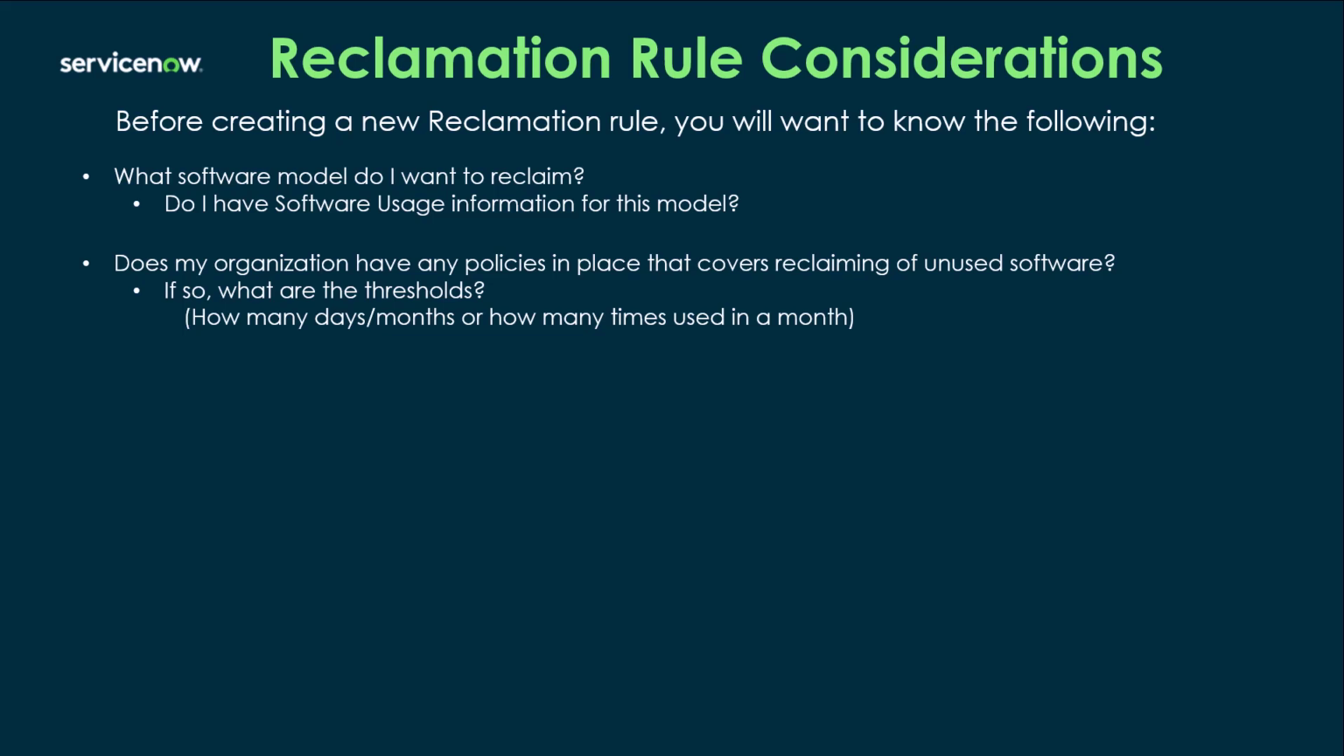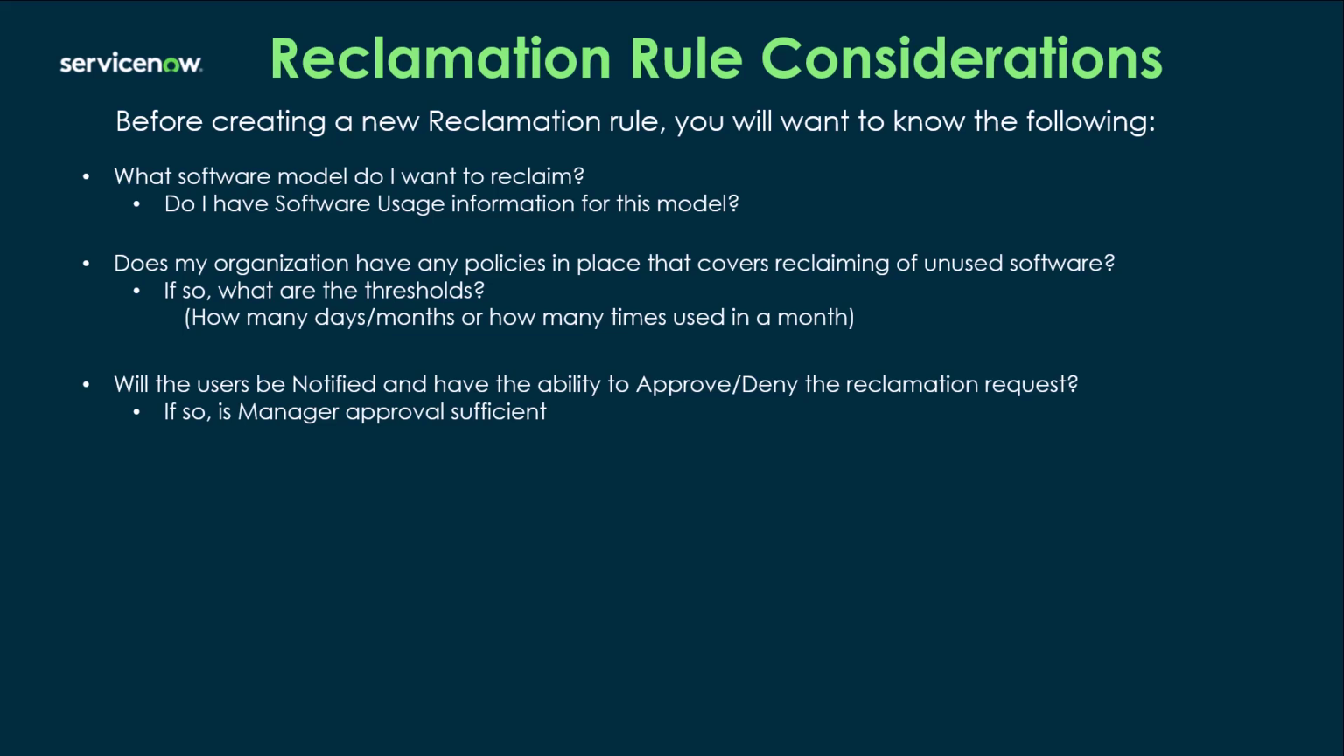Does my organization have any policies in place that cover the reclamation of unused software? A lot of companies do have written acceptable use policies, and a lot of times those policies specify that if you're not using a specific piece of software, it can be reclaimed. If the organization does have these policies, what are those thresholds? Does it say in the policy how many days or months it takes, or how many times you need to use the software within those months? You're going to need to know that so you can set those thresholds when you create the reclamation rule.